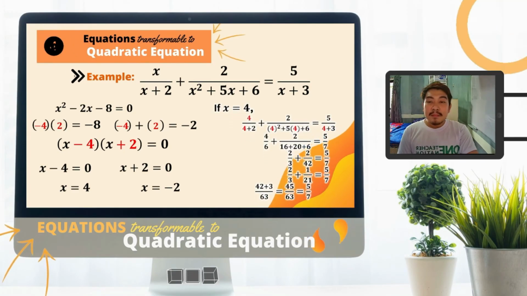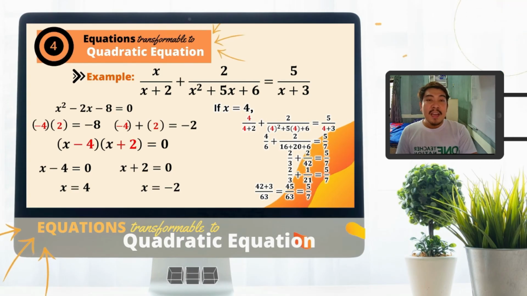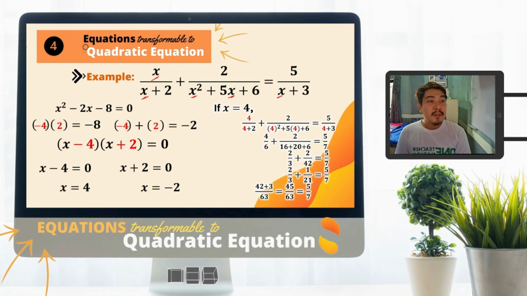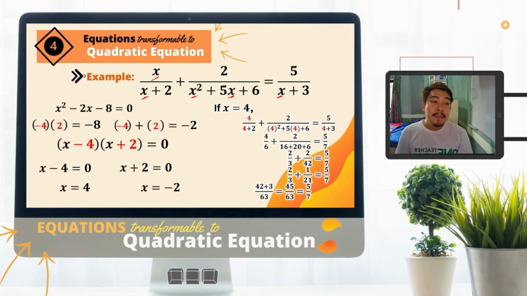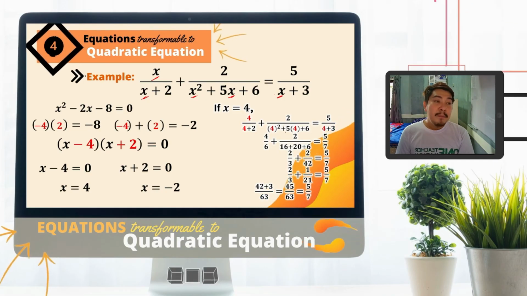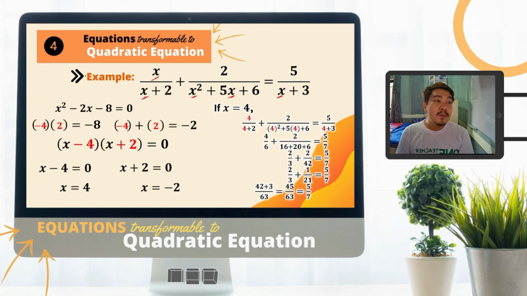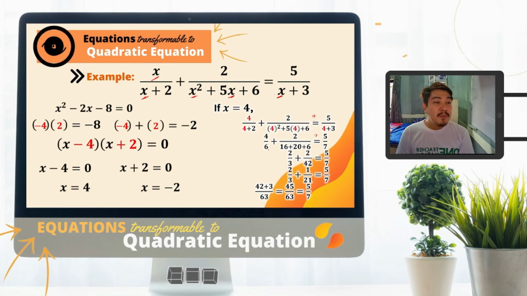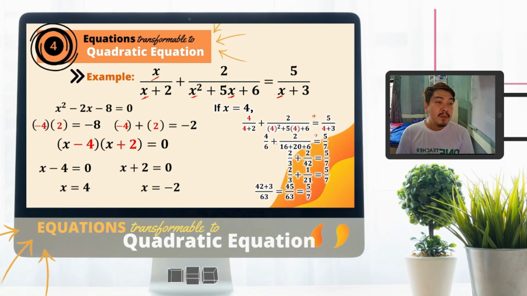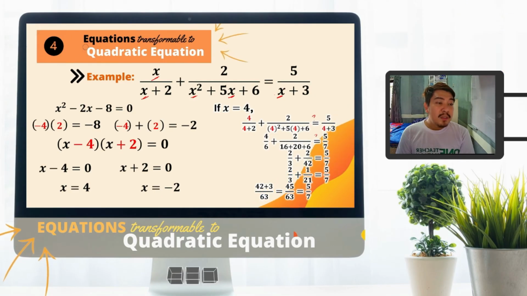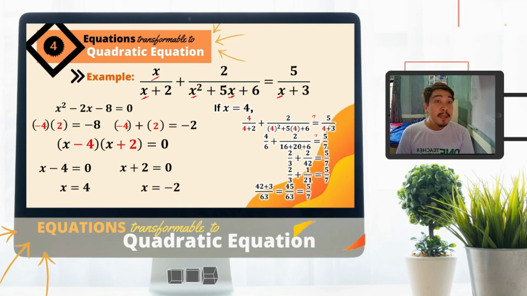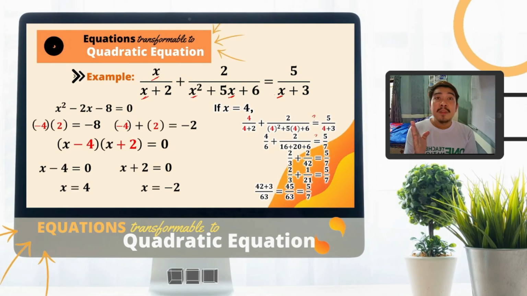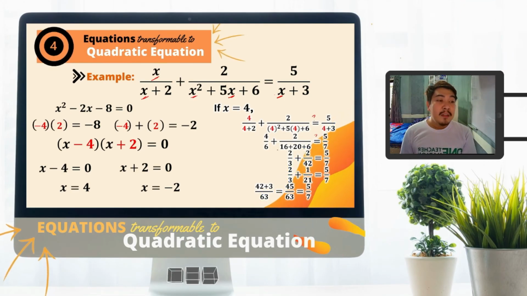So, i-check natin. If x is equal to 4, ayan, so lahat ng x dito ay papalitan natin ng nakuha nating value na 4. Okay? So, that will be 4 over 4 plus 2 plus 2 all over 4 squared plus 5 times 4 plus 6 is equal to 5 over 4 plus 3. So, equal ba sila? Okay? Kapag sinimplify natin yan, ayan, 4 over 6 na to plus 2 all over 4 squared is 16. 5 times 4, that will be 20 plus 6. Is it equal to 5 over 7? Okay? Kailangan maging equal kasi both sides of the equation para maging solution yung given value of x.